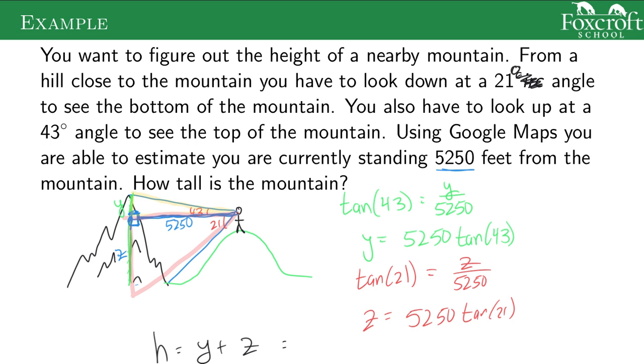Again, always make sure your calculator is in degrees because that's what we're talking about. So let's see, 5250 tangent of 43 plus 5250 tangent of 21. All right, all together, that gives you the height of the mountain, with some rounding, as 69.11.